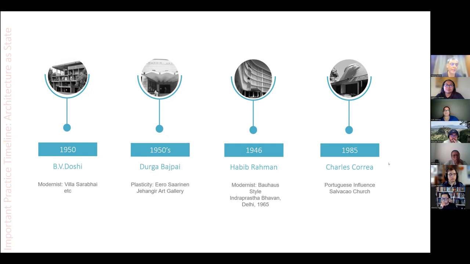I call it architecture of state. Primarily, you must have heard of B.V. Doshi. Obviously, he got a Pritzker Prize last year. Durga Bajpayee, again similar time frame, worked with Eero Saarinen and built lots of buildings with that sense of fluidity. Habib Rahman, with Bauhaus exposure, brought in modernist ethos, and Charles Correa, all of you would know, designed many public buildings, and of course he planned the city known as Navi Mumbai next to Mumbai.